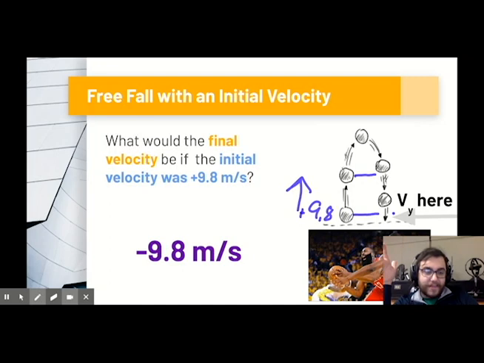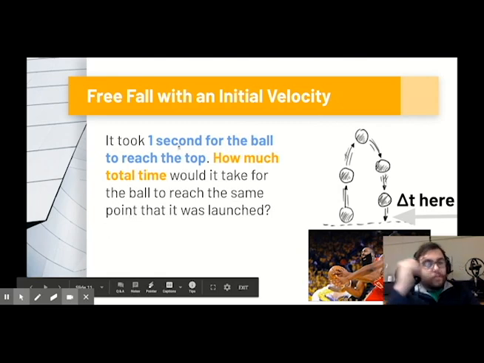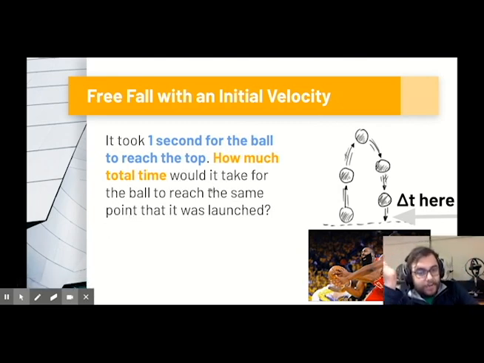So same height on either side. This side will be positive. This side will be negative. The number will be the same. So right here, it's just negative 9.8. Moving on. So let's say it took 1 second for the ball to reach the top. How much time would it take for the ball to reach the same point that it was launched?